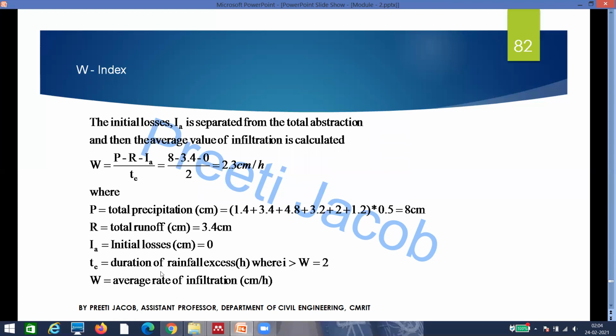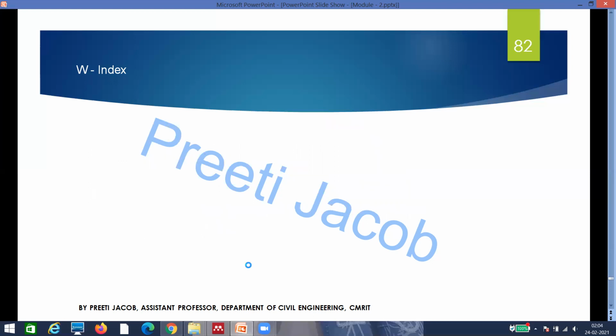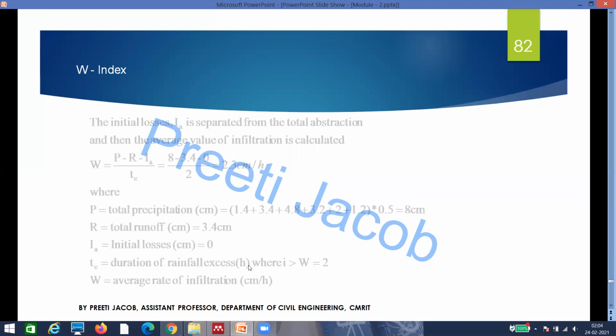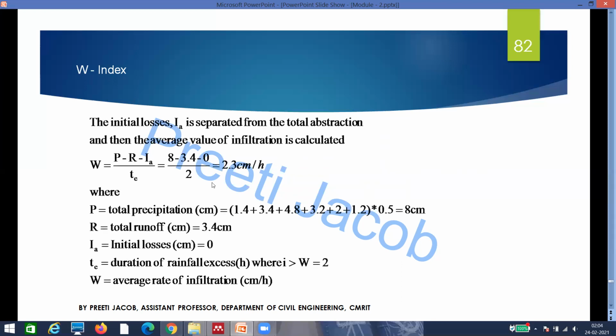Initial losses, they can give in the problem. So suppose initial loss is 5 mm, you have to convert to centimeter and then you have to deduct it as per the formula. Here it is not given, so it is 0. Divided by duration of rainfall excess, which we got from the phi index. Make sure you calculate it correctly. So I'll be getting the W index is equal to 2.3 centimeter per hour. So this is how you calculate your phi index and W index.